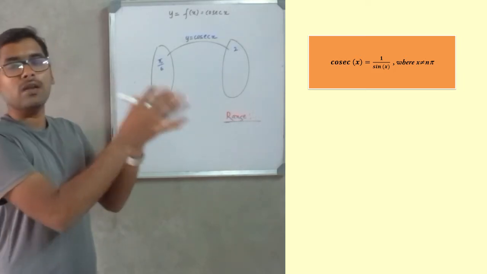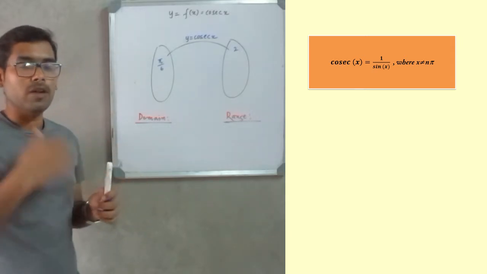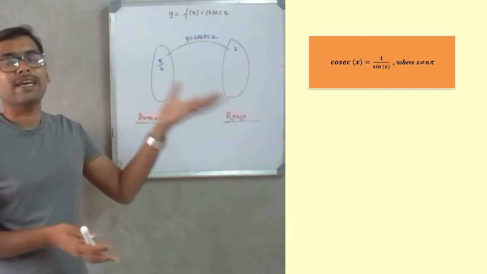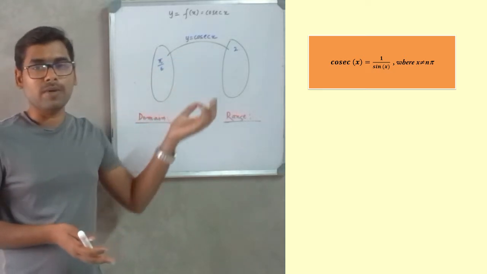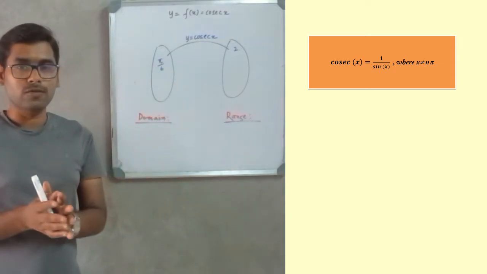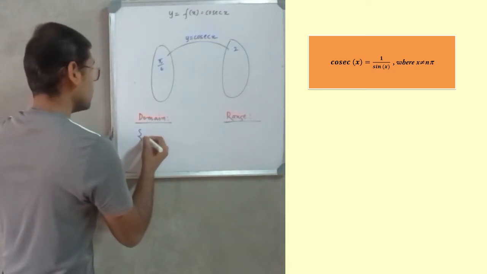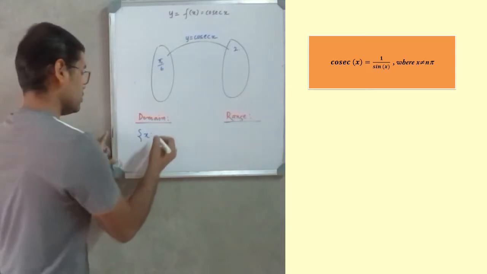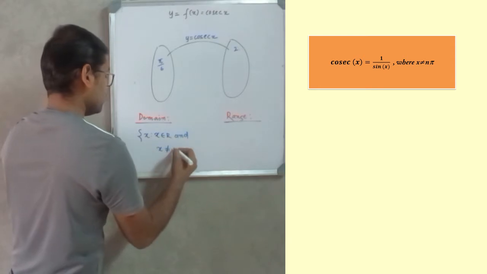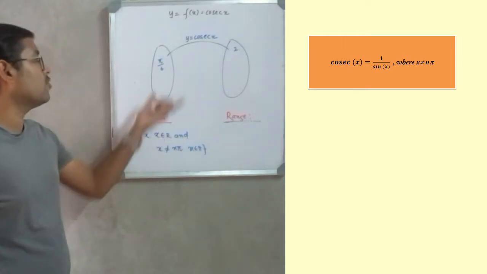In other words, sin n pi is always 0. So if the value of x is n pi, an integral multiple of pi, then the function 1 by sin x is not defined, because we will get sin x as 0. So cosec x in that case will be 1 by 0, which is not defined. So the domain of cosec x is the set of all the real values except integral multiples of pi. So the domain of cosec x is the set of all real numbers x, where x should not be equal to n pi, where n is an integer. So this is the domain of cosec x.